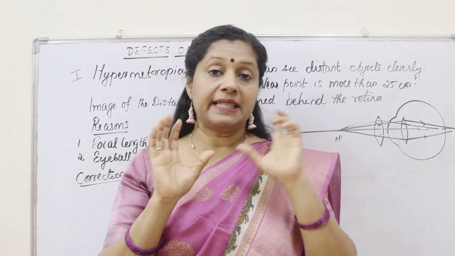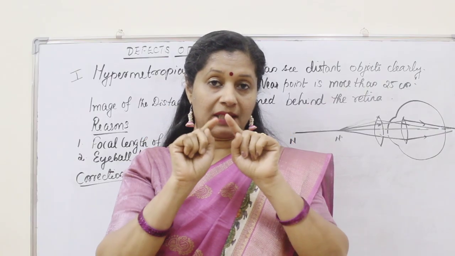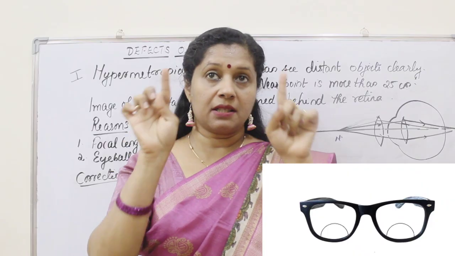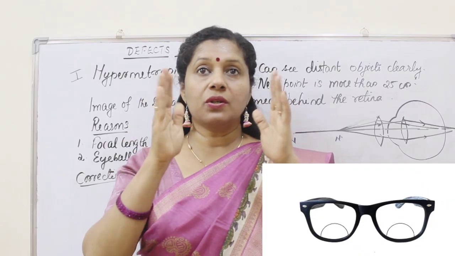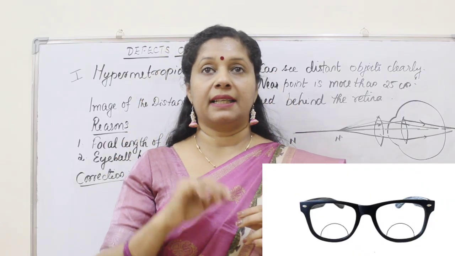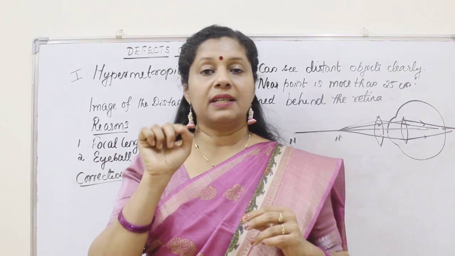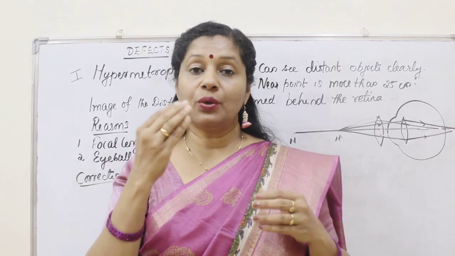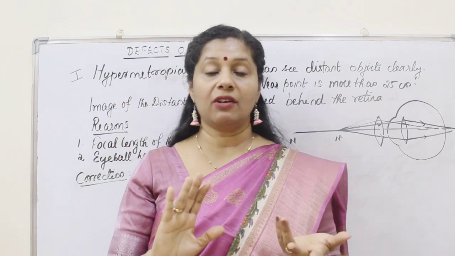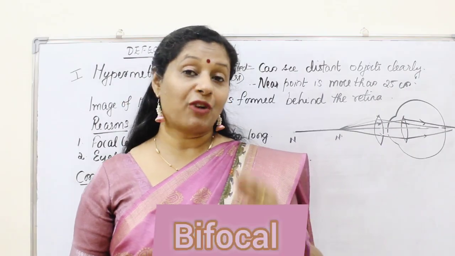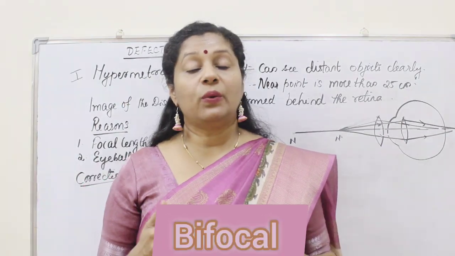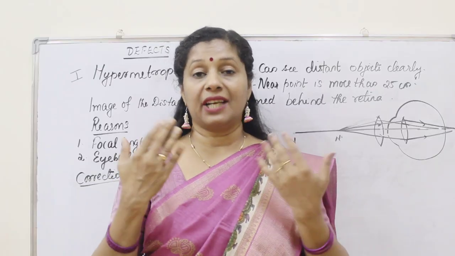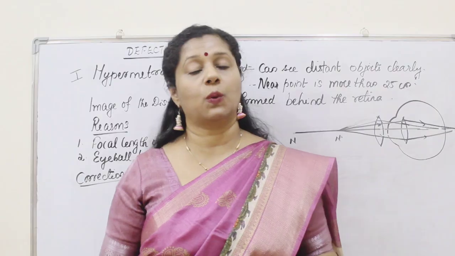Previously we used to get a glass with a curved convex part at the bottom and the rest of it concave. When you look straight, you see through the concave part, but when you look down, you can see nearby objects clearly. So this has two different focal lengths, concave is different, convex is different. This is called a bifocal lens. But these days we do not have this kind of separate glasses. We have progressive lenses, so we cannot make out which part is which, but it will adjust its focal length.